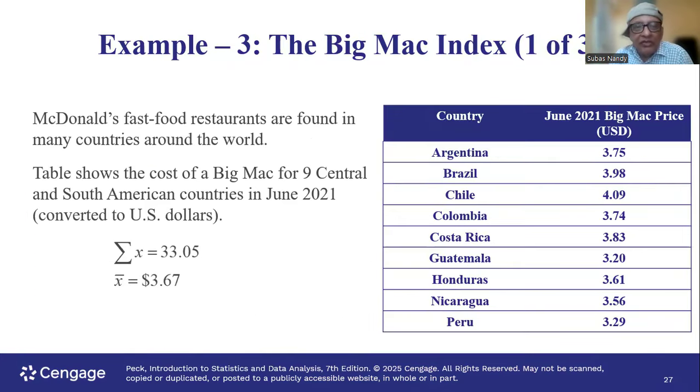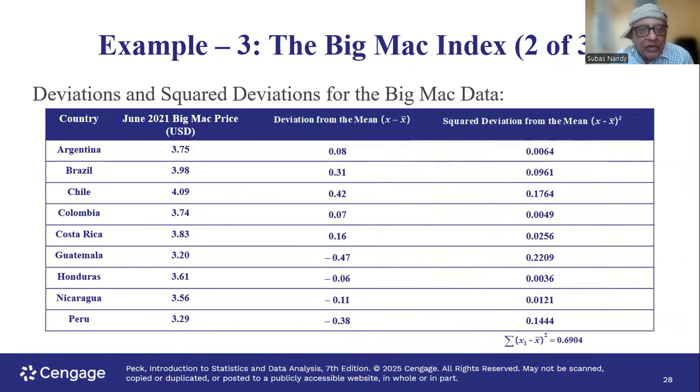So here is an example of McDonald's food. Okay, different countries, different prices. The sum of x, meaning the sum of all the numbers, is 33. Take 33, divide by 10 because there are 10 numbers, 1, 2, 3, 4, 5, 6, 7, 8, 9. It's 3.67. Okay. And then you find deviations from the mean.